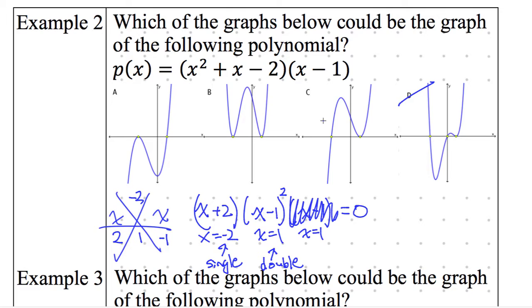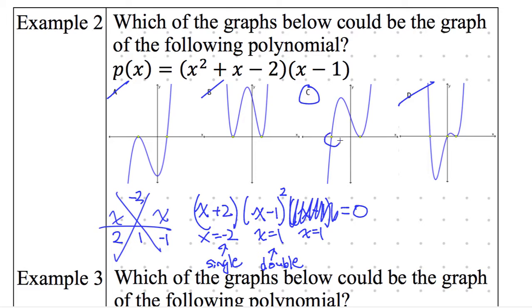Okay, let's talk about A, B, and C. We have to figure out which one of these touch and which of them cross. Remember the rule. If I have a single or an odd multiplicity, it goes through, which means the position x equals -2 should go through the graph. This one touches and goes backwards. This one touches and goes backwards the other way, so the correct answer is C.